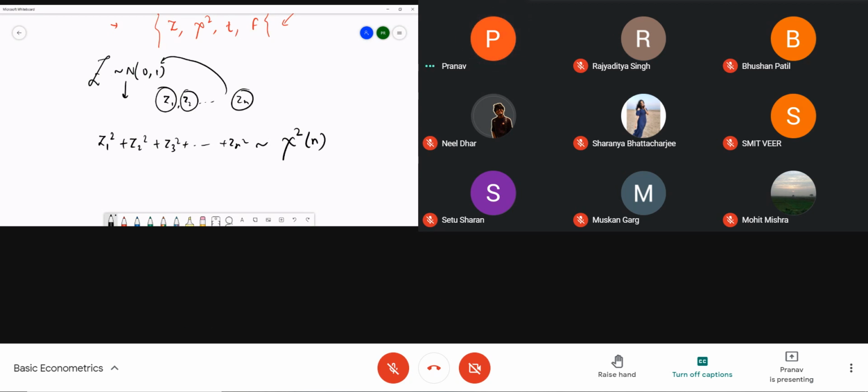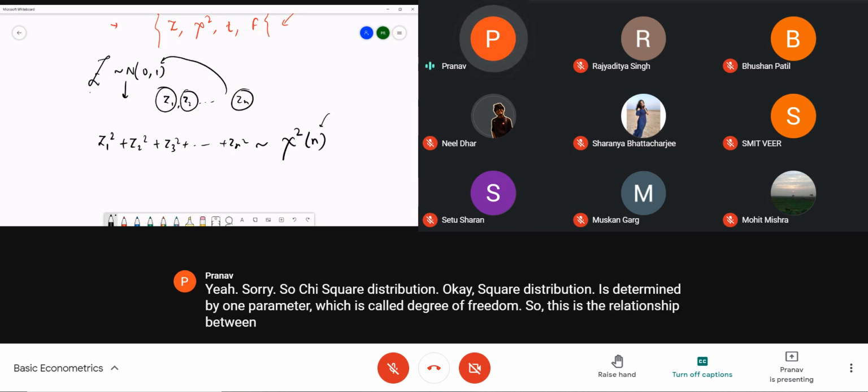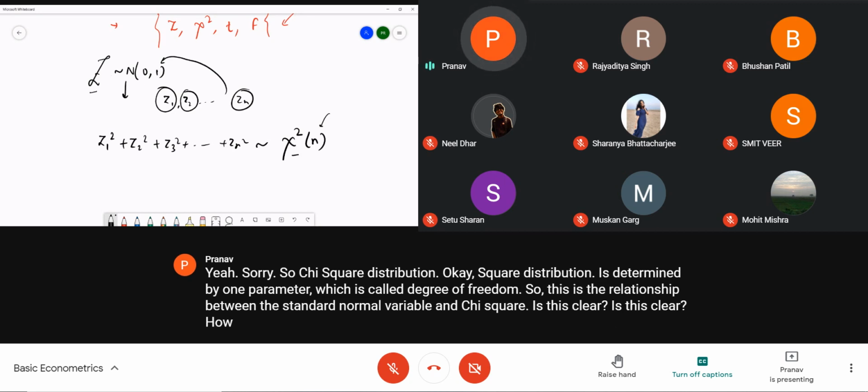So a chi-square distribution is determined by one parameter, which is called degree of freedom. This is the relationship between the standard normal variable and chi-square. Is this clear how you obtain chi-square distribution from a standard normal variate?